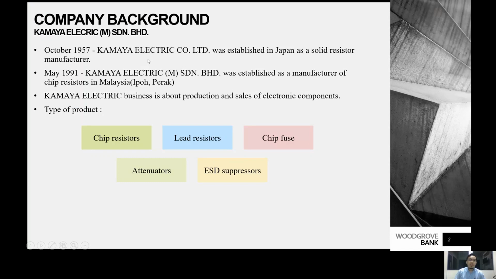Kamaya was established in Japan in October 1957, and in May 1991, Kamaya was established as a manufacturer of chip resistors in Malaysia, based in Ipoh, Perak. Kamaya Electric's business is the production and sales of electronic components. The types of product that Kamaya manufactures are chip resistors, lead resistors, chip fuses, alternators, and ESD.